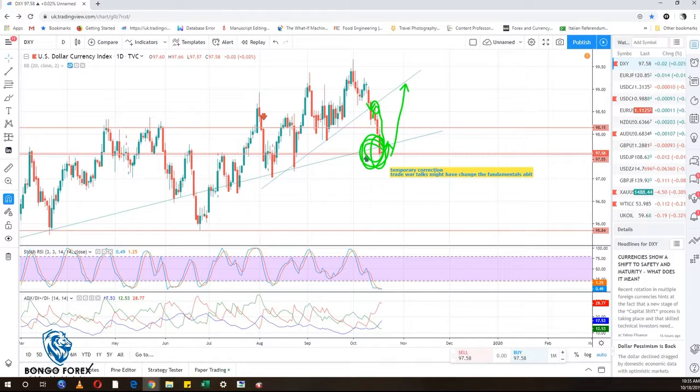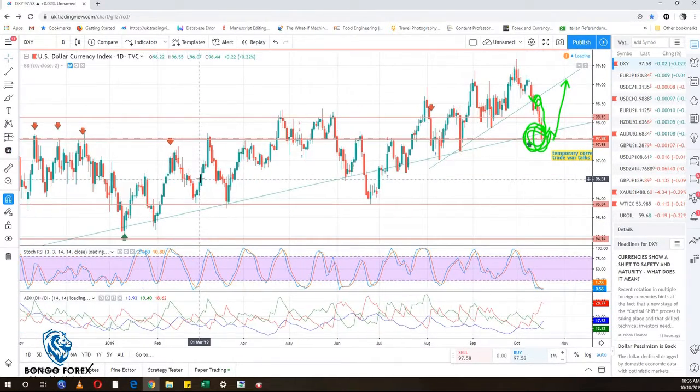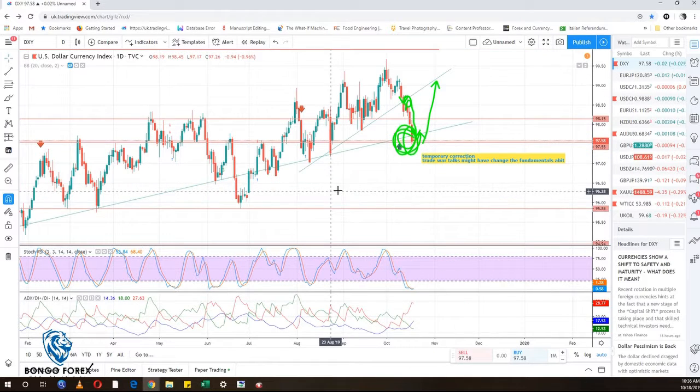Let's crack on. To start with the DXY, the dollar currency index. For some time now we have been on a very strong bullish trend. If you recall my last weekly forecast, I said the dollar should have a bit of a pullback, and I even wrote here: the temporary correction, the trade war talks might have changed the fundamentals a bit. That was my theme for the beginning of the week, and today is Friday. So on Monday I had that in mind, and I had a bit of a bullish to neutral bias on the dollar.